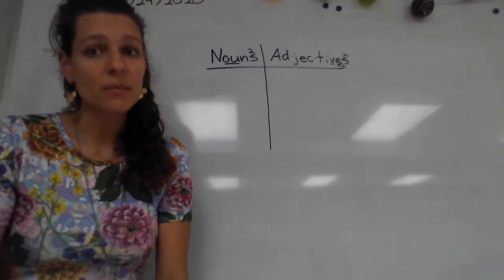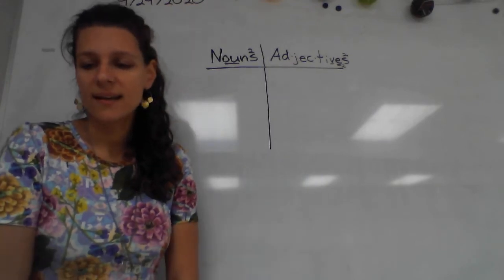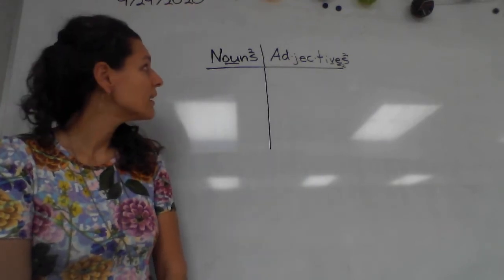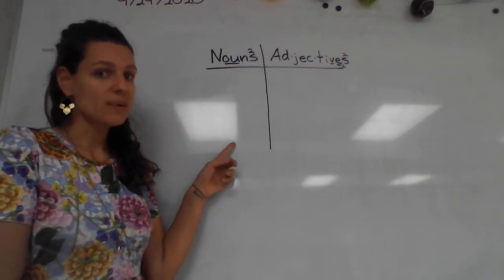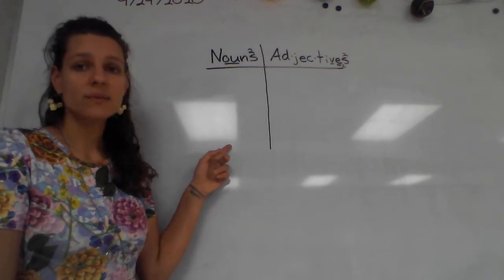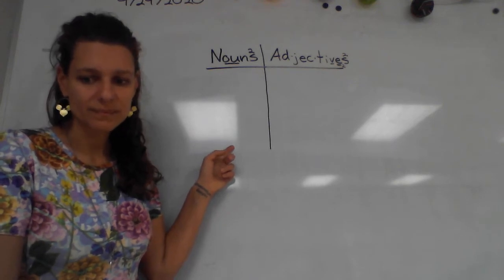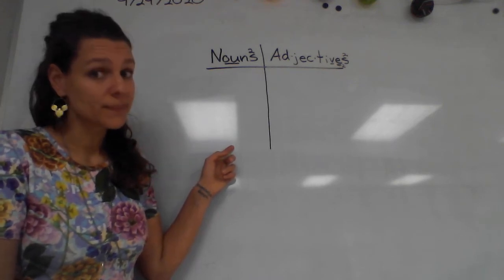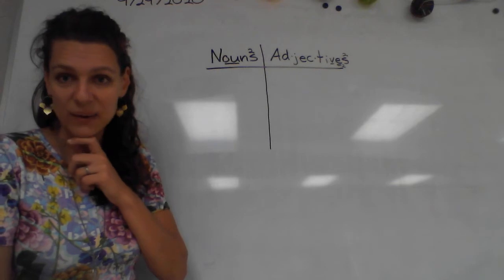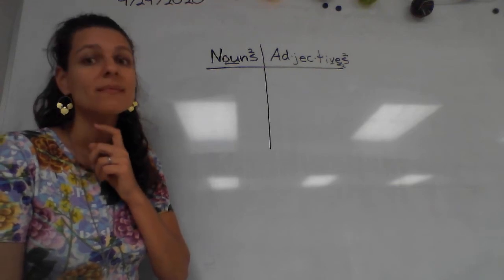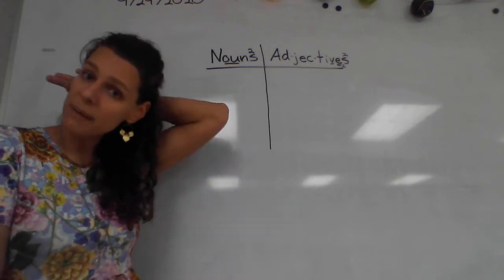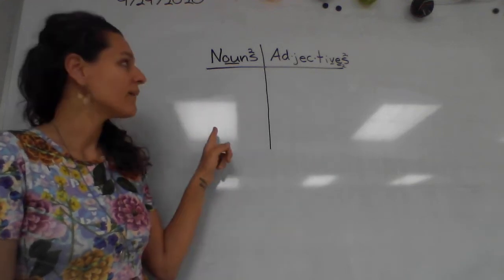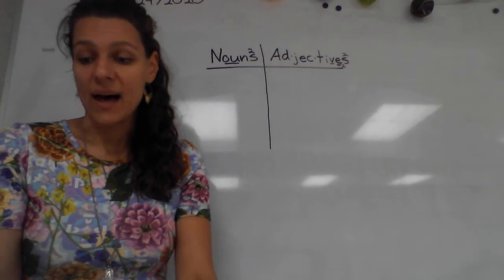All right, let's start with the word family. Class, is family a noun or an adjective? I want us to think first. I would start with noun and ask, is it a person, a place, or a thing? Is family a noun? Excellent, it is, right? Because a family is made up of people. All right, so family is a noun.